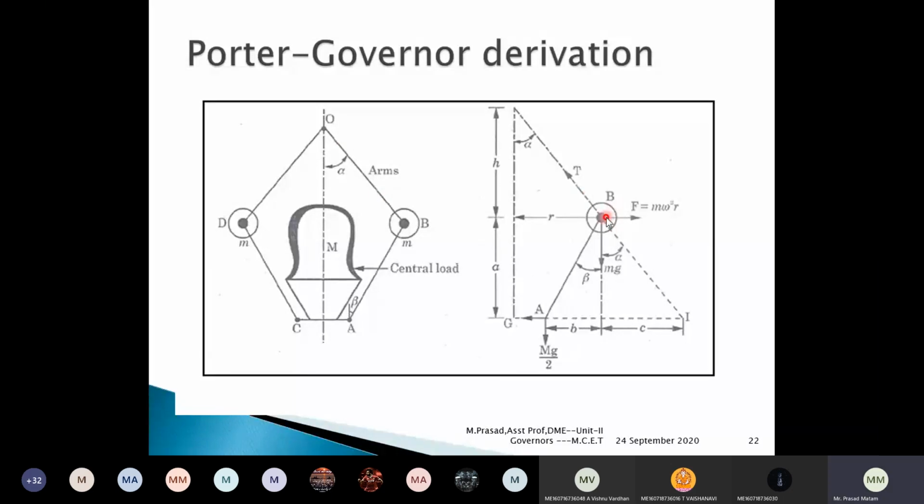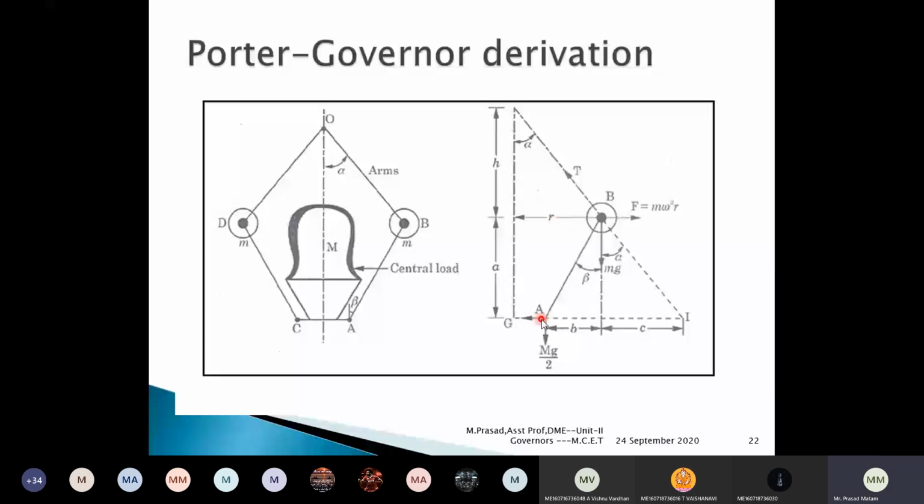Now, if you see this right hand portion, it is the same diagram I have drawn here. This is the ball B, whose centrifugal force is acting towards the right side. Fc is equal to m r omega squared, and small r is the radius of rotation. H is the height of the governor. Angle alpha is the angle made by this arm with respect to the central axis. With respect to the ball, W is the weight of the ball, which is acting downwards. Angle beta is the angle made with respect to this lower arm, and small r is the radius of rotation.